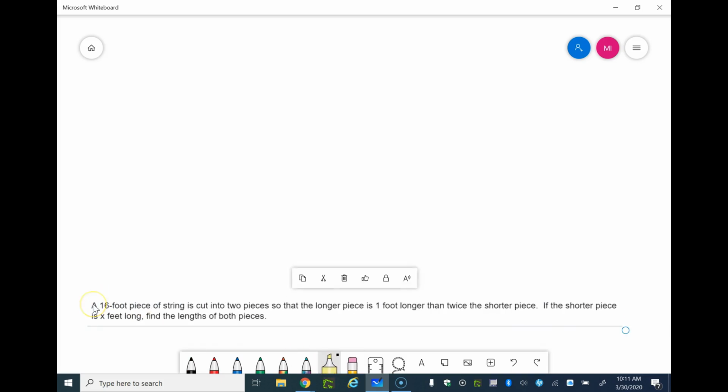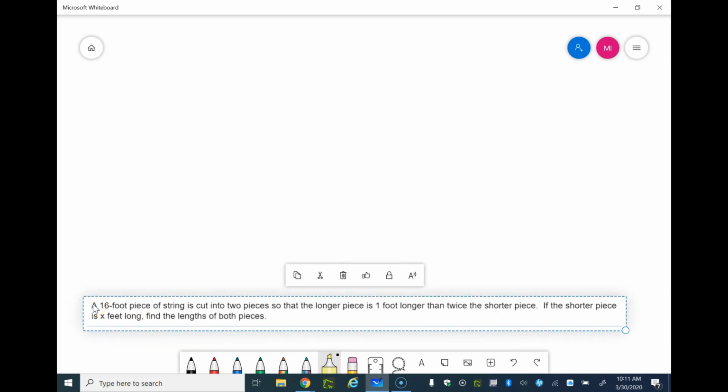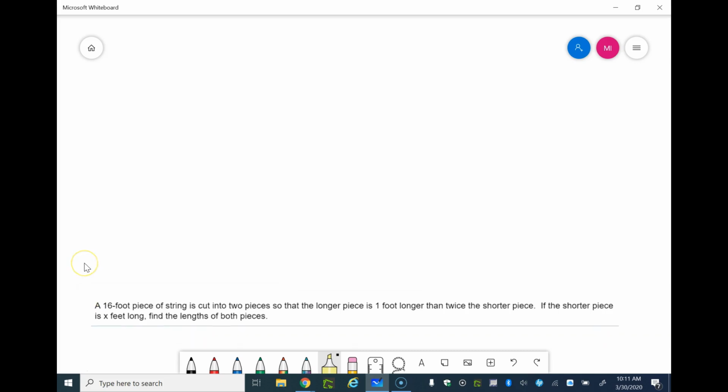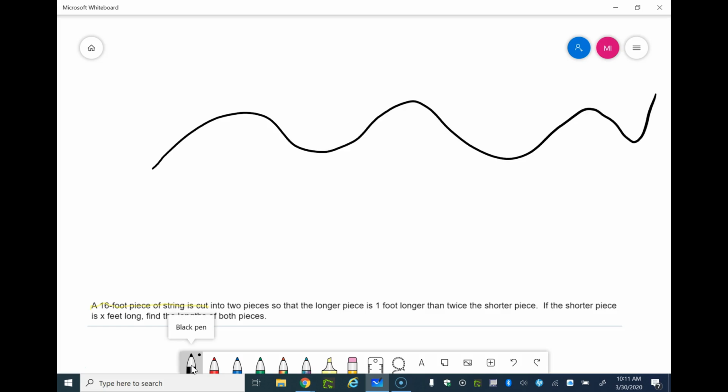It says a 16-foot piece of string. So let's do that first. Now you have to pretend that from here all the way to here it's actually going to be 16 feet. So from this end all the way down to this end, we'll say it's going to be 16 feet.